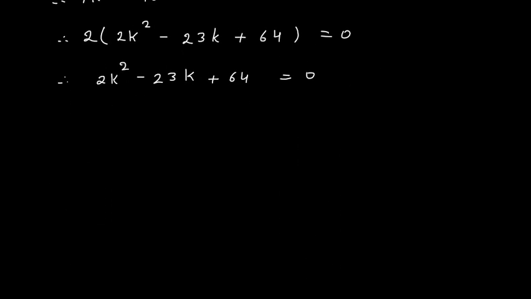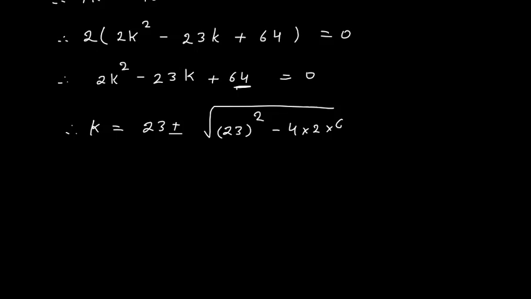By factorization it is difficult because we have to find two factors whose sum is going to be 23, and here 64 has only 2 as a factor, so all are even numbers, so their addition we cannot say that it is minus 23. So here I will say that therefore the value of k is minus b, that is 23, plus or minus root of b square, that is 23 square, minus 4 into 2 into 64, and whole divided by 2 into 2.